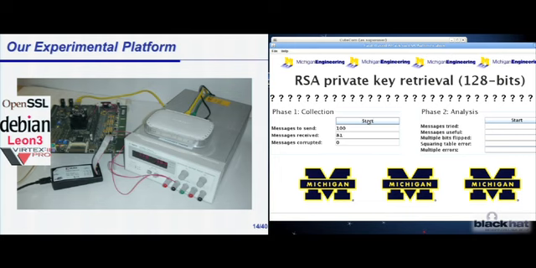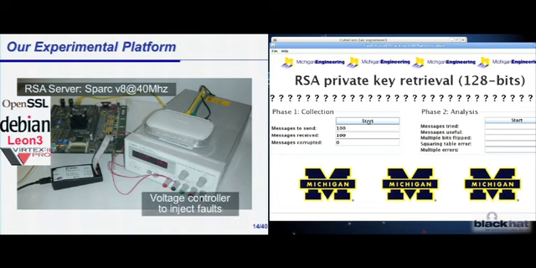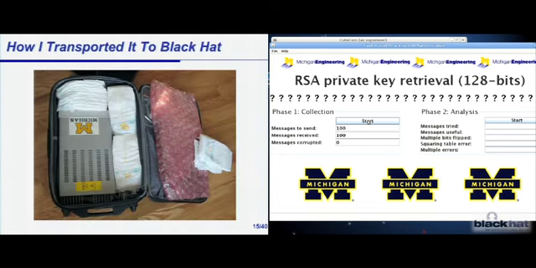Now, I'm going to proceed with my presentation a little bit, and then I want to show you another aspect of this. So the RSA server is a SPARC v8 running at 40 megahertz. I have the voltage controller, the network switch.